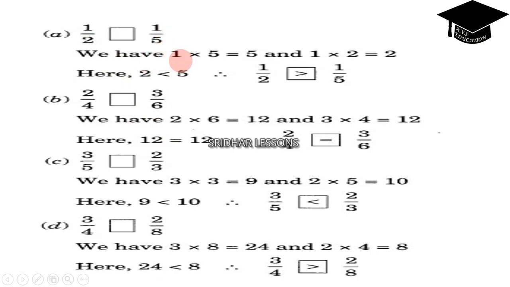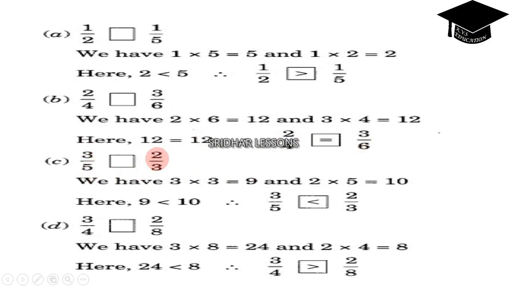Here we have 1 into 5 is equals to 5 and 1 into 2 is equals to 2. Here 2 is less than 5, right? Therefore, have you observed cross multiplied? Here 2 is less than 5, therefore 1 by 2 is greater than 1 by 5. Okay? Next, 2 by 4 and 3 by 6. 2 into 6 is equals to 12 and 4 into 3 is equals to 12. Here 12 is equals to 12, therefore 2 by 4 is equals to 3 by 6. Okay?